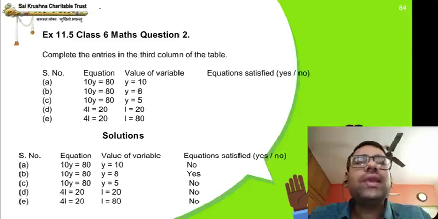Okay. So the left hand side is 80. The right hand side also is 80. Therefore, 10y is equal to 80, with y equal to 8, is satisfied. Yes, you have to write. Next, 10y is equal to 80. What is the value of variable y? It is 5. So 10y and 10 into y are the same.